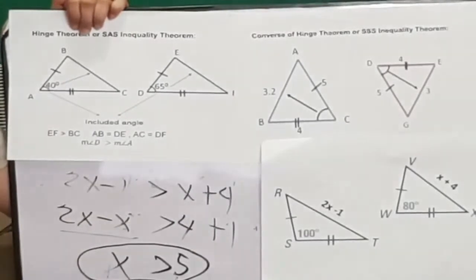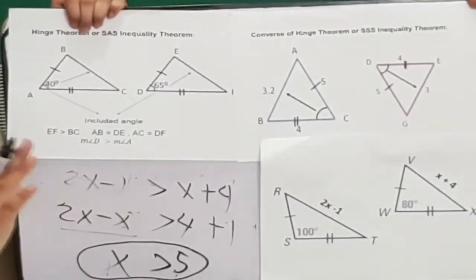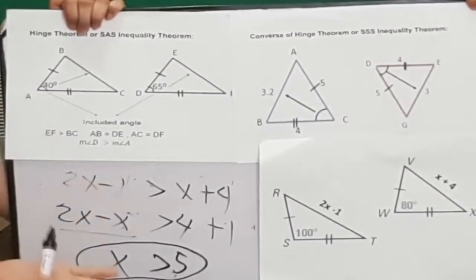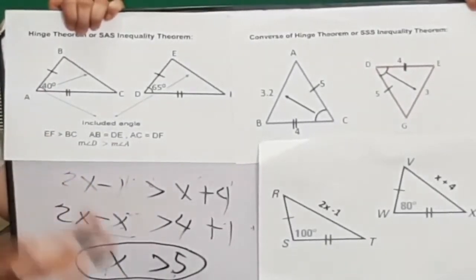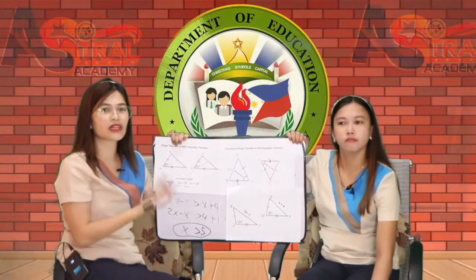So that's all about the triangle inequality theorem. I hope you understood how to apply theorem 1, theorem 2, theorem 3, the exterior angle inequality theorem, and the hinge theorem and its converse in solving a certain problem.